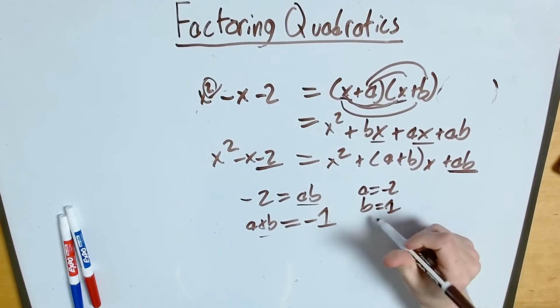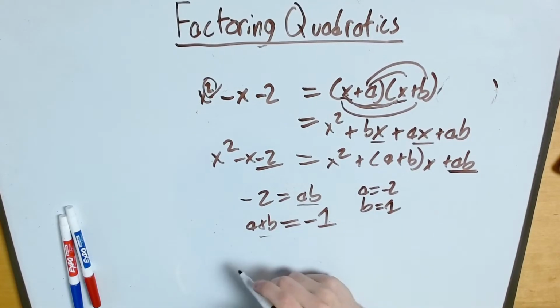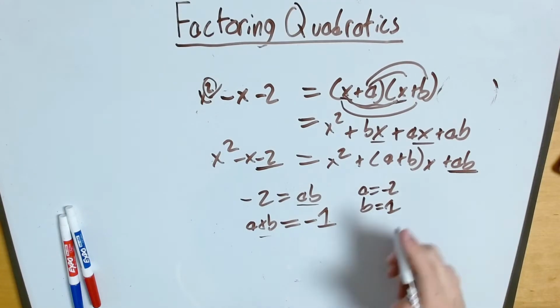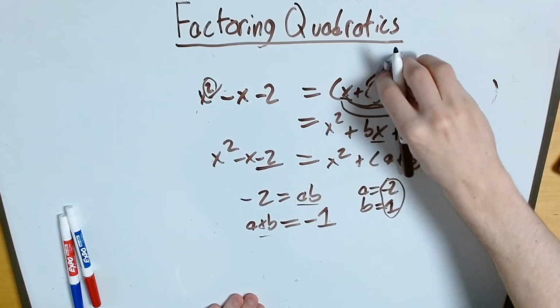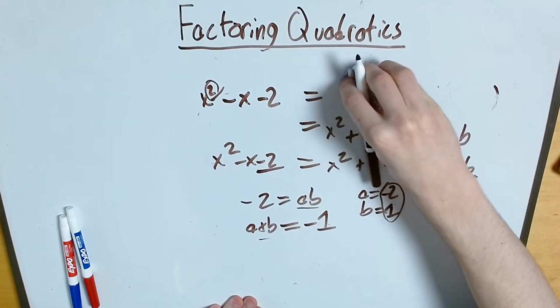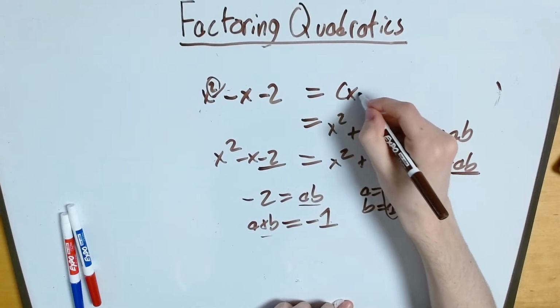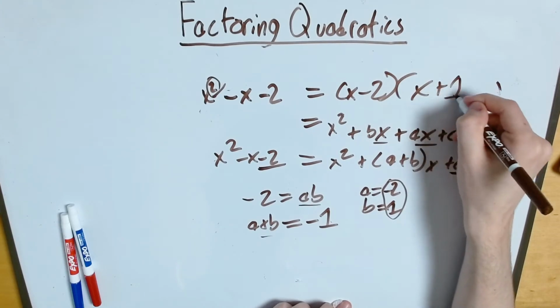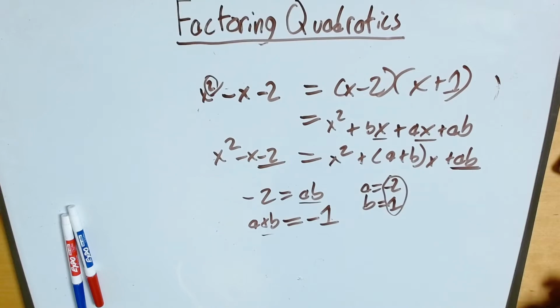And I'm going to test my work. -2 times 1, it is indeed -2. -2 plus 1, hey, that's -1. So that means we do have our two values. So I can rewrite this expression, now that I know all the terms, as x minus 2 times x plus 1. And that is the basis of factoring quadratics. That's how we're going to approach them and how we're going to deal with them.